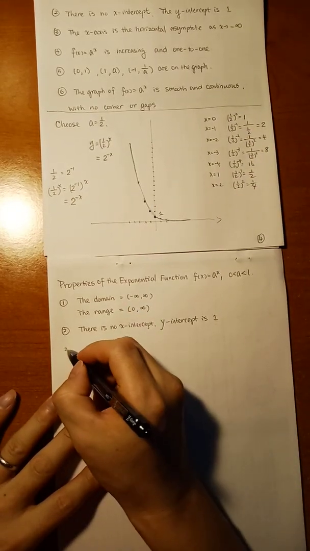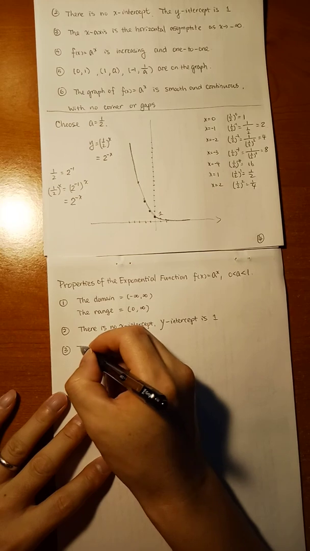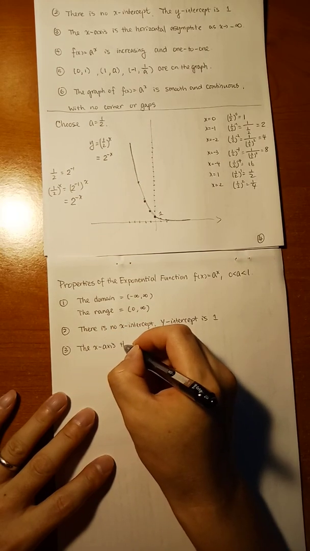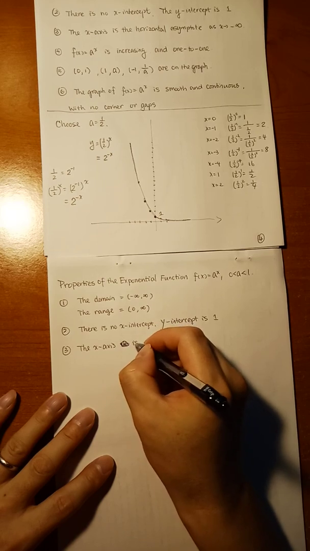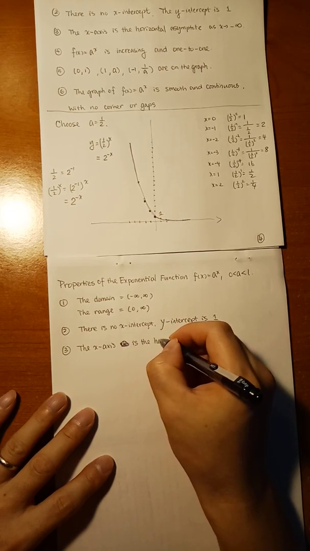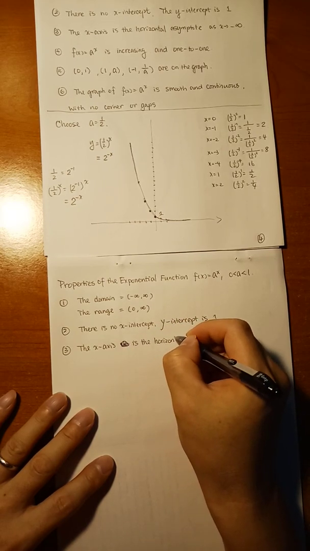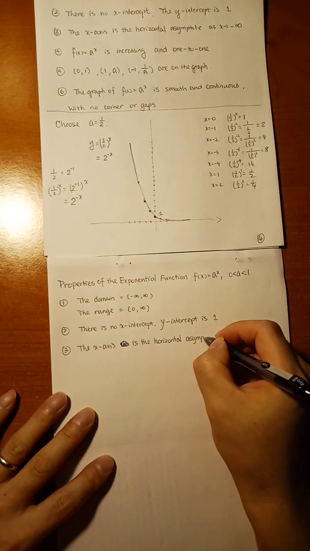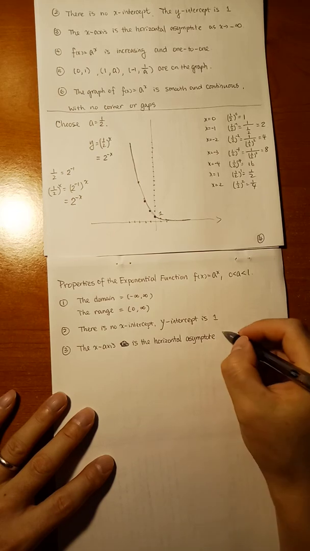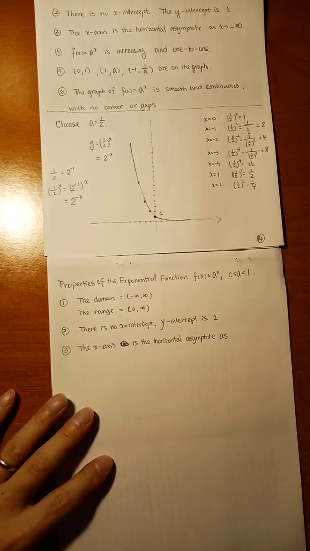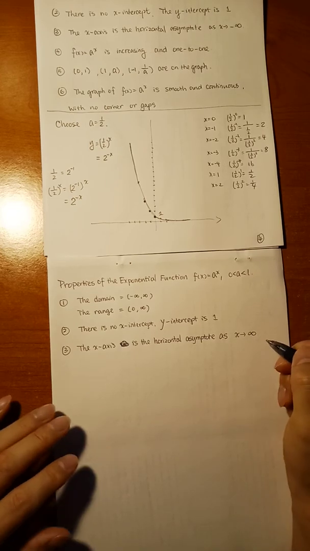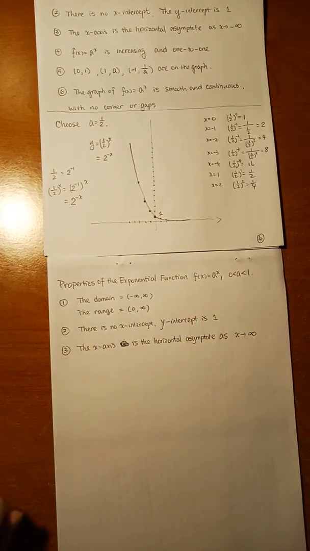And 3, the x-axis is the horizontal asymptote. The last time it approached as x approaches negative infinity, this time as x approaches positive infinity. It's symmetric.